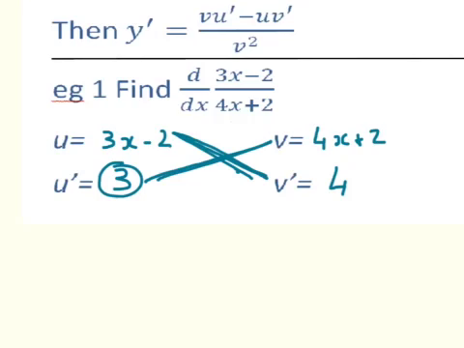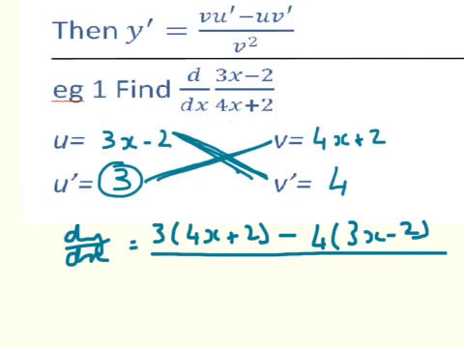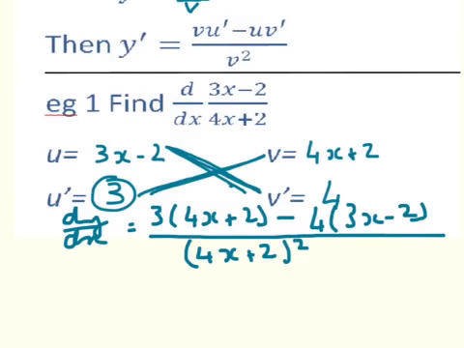So dy/dx will equal, now v u dash is equal to 3 lots of 4x plus 2, minus, always minus there, 4 bracket 3x minus 2, and that is all over what? v squared. Well, v is simply 4x plus 2, and I always like these expressions expanded, but I'm not going to do that just yet. Okay, so the rest is just collecting like terms and so forth, so let's do that.